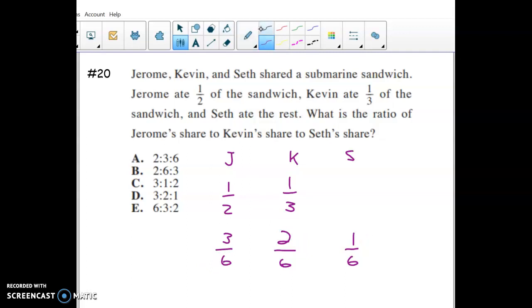So now that we have a common denominator, you can sort of see the ratio right there. It's 3 for Jerome, 2 for Kevin, 1 for Seth, right? 3 to 2 to 1. So our answer, and it has to go in that order, Jerome, Kevin, Seth, it would be 3, 2, 1. Letter D.